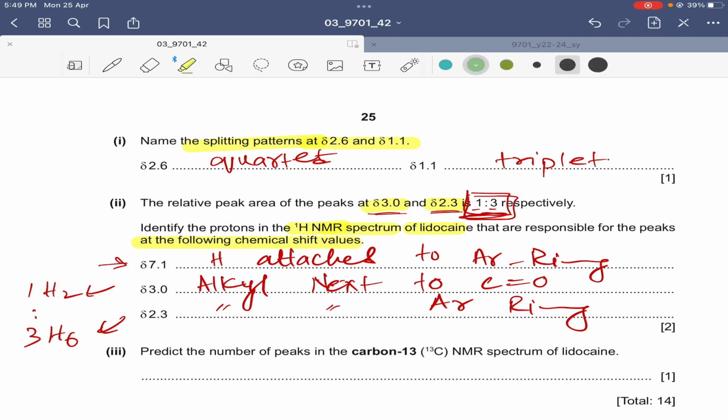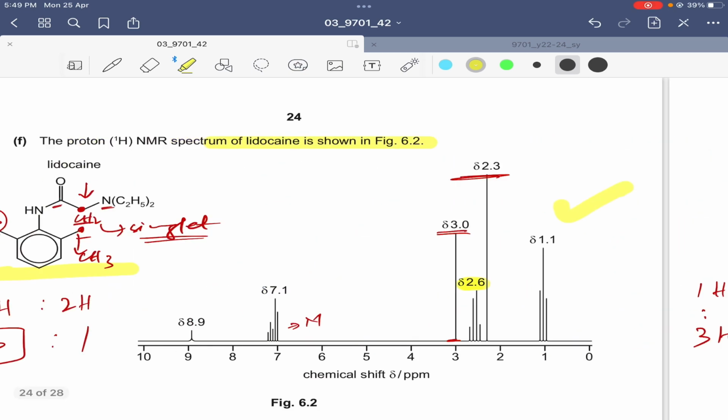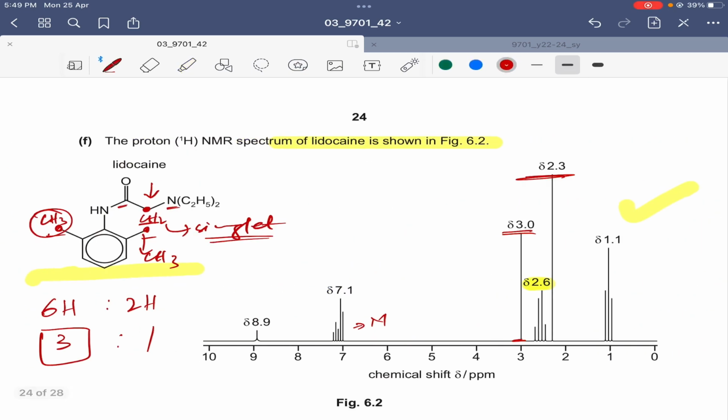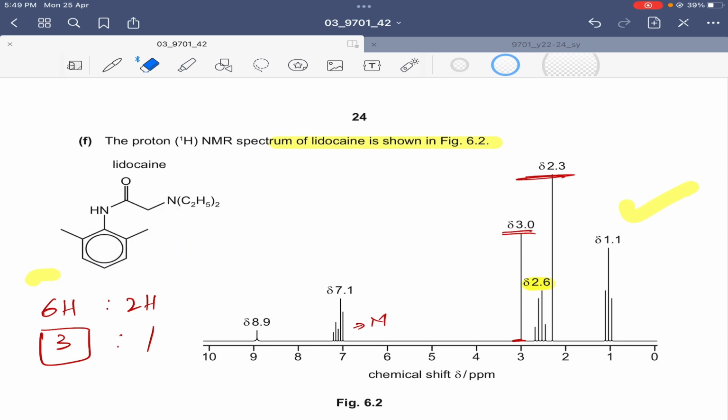All right, and the last part of the question is to predict the number of peaks in the C13 NMR spectrum of lidocaine, right? If we have the C13 NMR spectrum of lidocaine, how many peaks would we get? So let's count the peaks, but first we have to erase all of this. All right, so the number of peaks on a carbon-13 NMR. We have 2 ethyl groups, so both of them would have the same environment. That means 2 peaks for these 2 ethyl groups, CH3 and CH2.